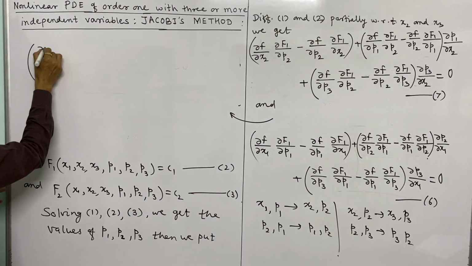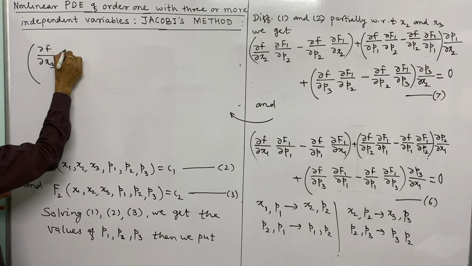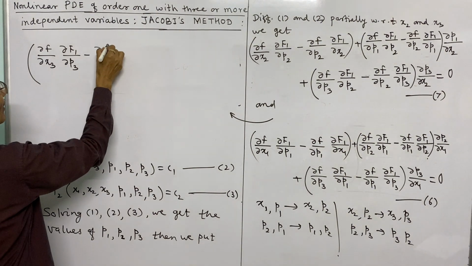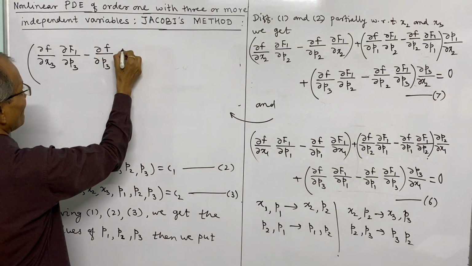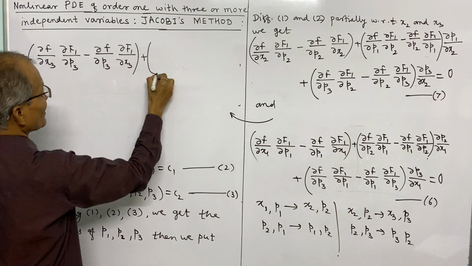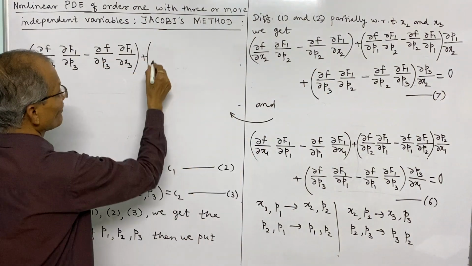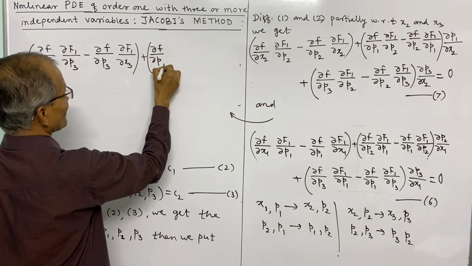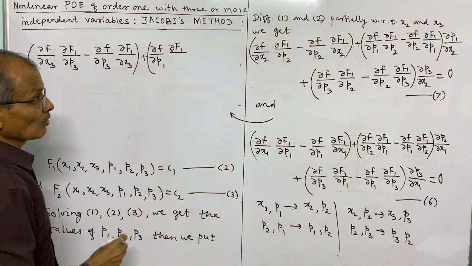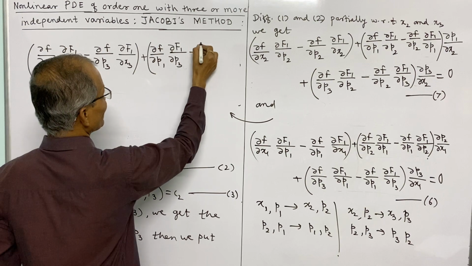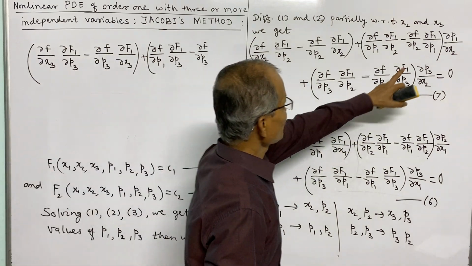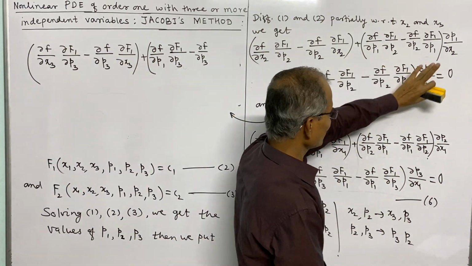So that will be dou f by dou x3, dou F1 by dou p3 minus dou f by dou p3, dou capital F1 by dou x3 plus, and next will be dou F1 by dou p1, no change in p1, this is small f, and next is capital F1, dou F1 by dou p2, p2 becomes p3, minus, next is dou f by dou p2, p2 is now p3, and p1 no change.